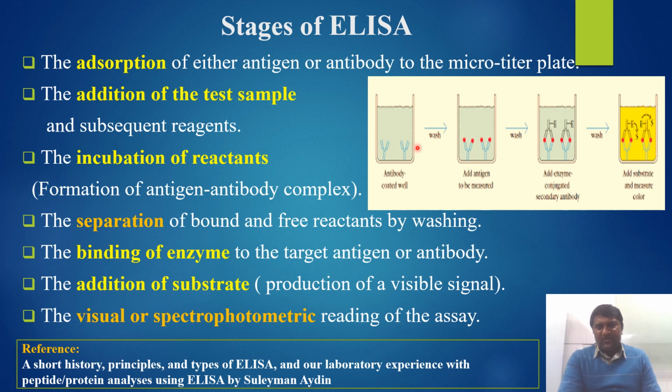You can see in this picture, the first step is the antibodies, then washing, then the antigen is added, then washing, then secondary antibodies are added, and then the substrate is added, and it will produce the color.